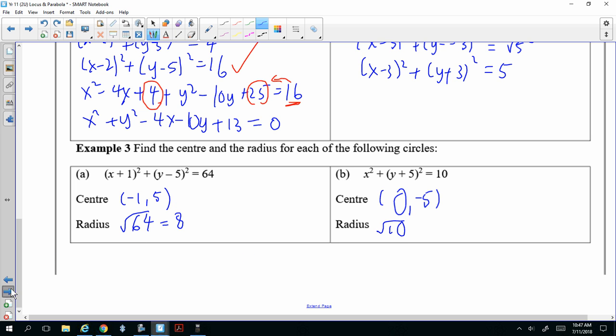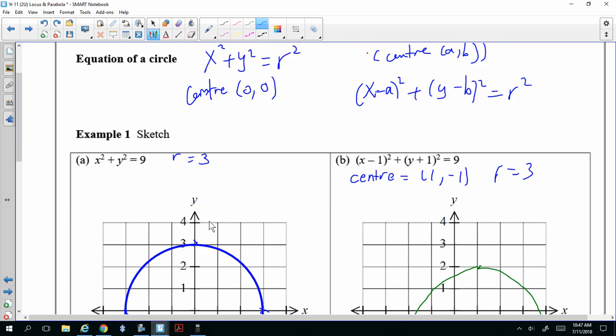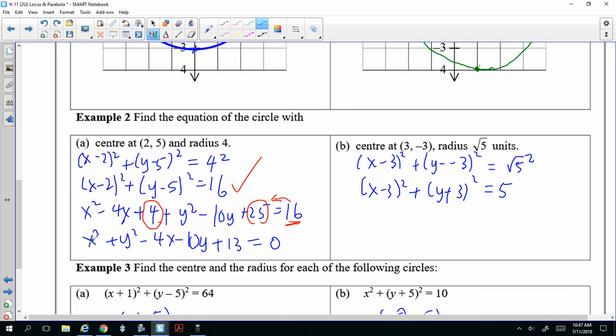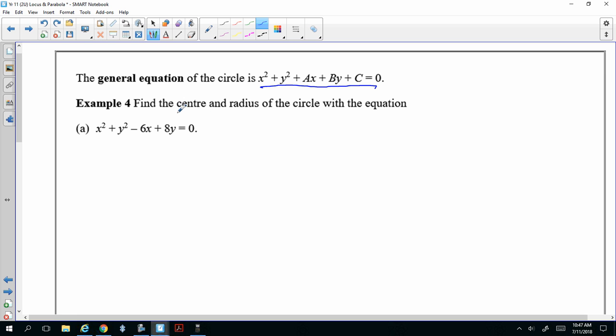Okay, now the general equation of the circle, as you can see, can be written in this form. How do I know it looks like this? Because if we expand this, you end up getting x squared plus y squared plus ax plus by plus c, right? So what we're going to do is undo this and try to work out the center and the radius. We'll do so by completing the square.